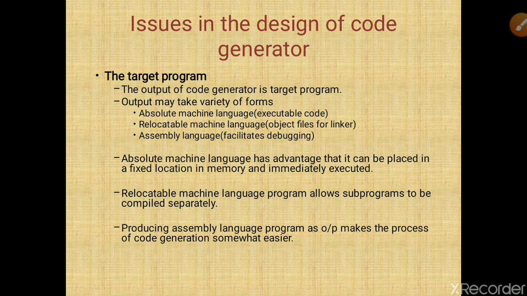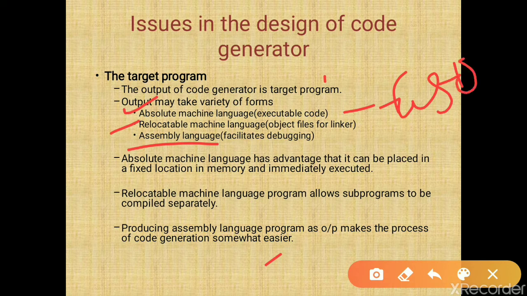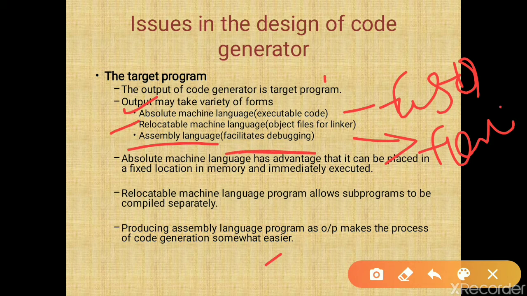Next is the target program. The final target program is the output of the code generator. This output may take a variety of forms: absolute machine language, relocatable machine language, or assembly language. Absolute machine language is faster in compilation and execution. Relocatable machine language is flexible; object files for the linker are used here. Assembly language makes code generation faster and facilitates debugging.